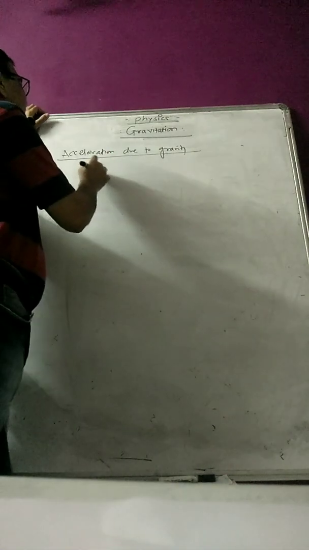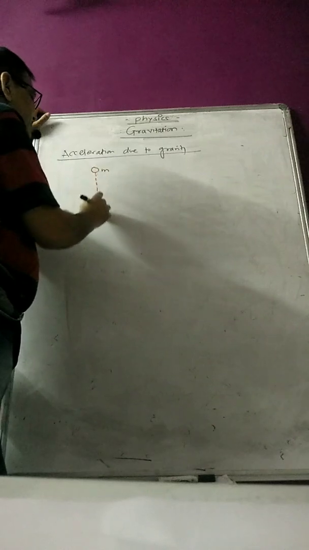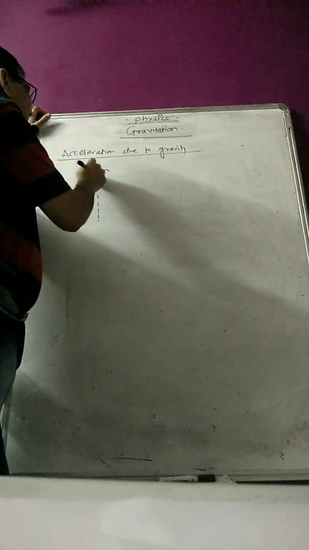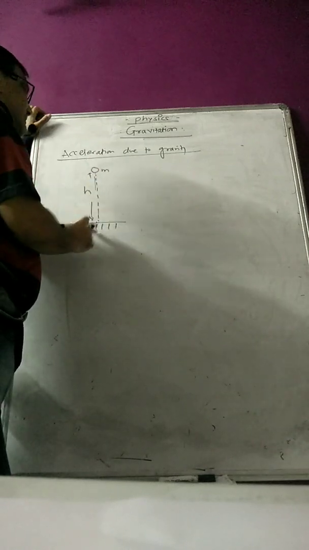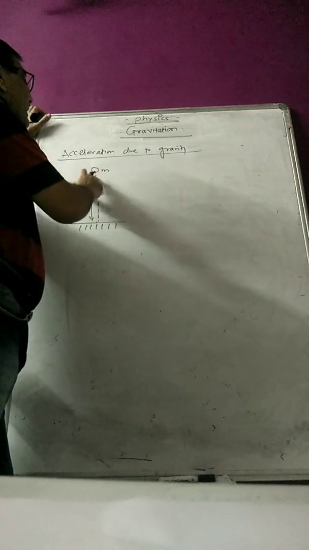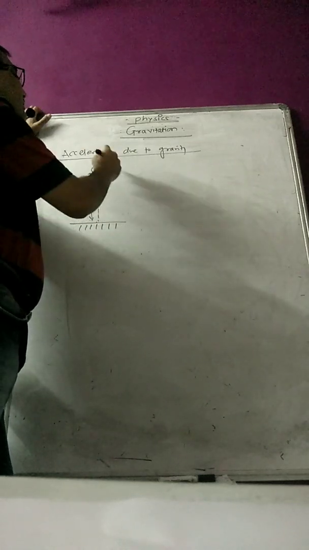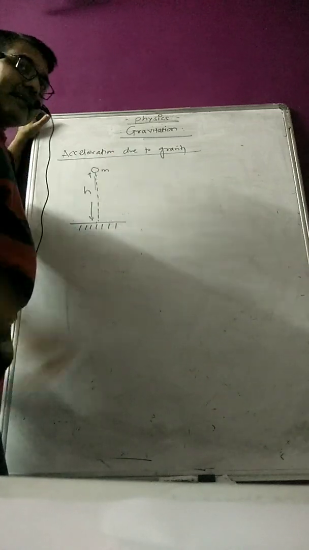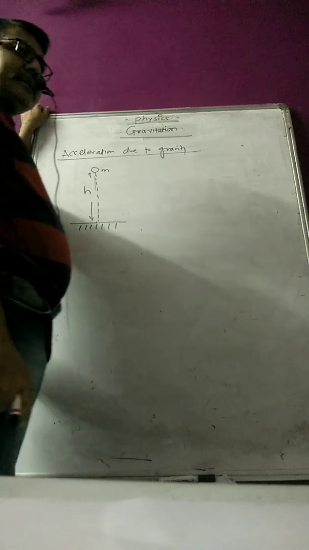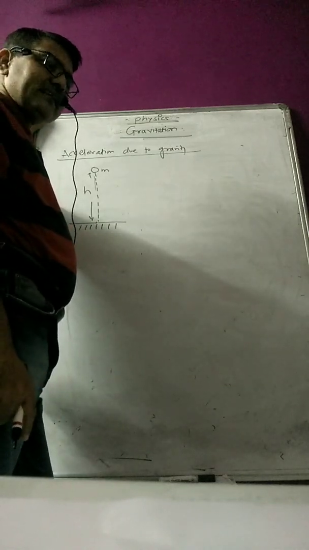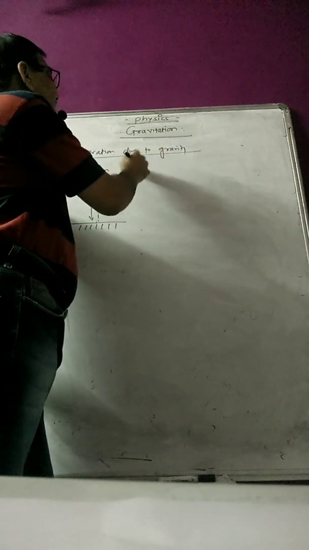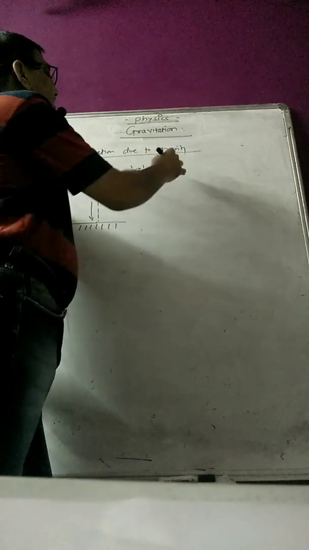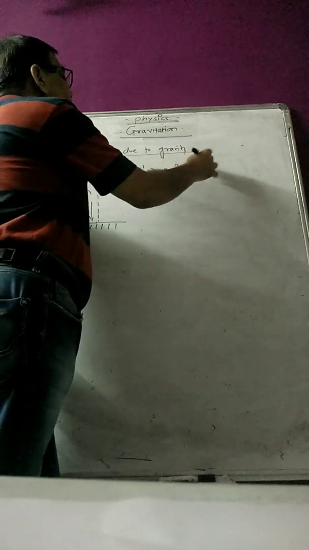Suppose this is a body having mass m, and this body falls from a height h to the ground. At that time the gravitational force acts on the body, and therefore acceleration is produced in that body, and this is the acceleration due to gravity. The word gravity is used when the earth is attracting this body towards itself. This is denoted by g.